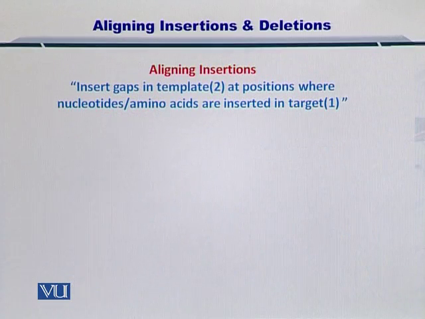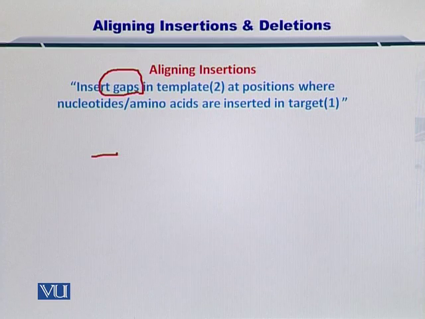So let's take an example. First, to align insertions, you have to insert gaps. This is a very important term because gaps are necessary to accommodate the difference that has occurred after the insertion of a new nucleotide or amino acid in one of the sequences. So the counterpart nucleotide or amino acid is a gap.